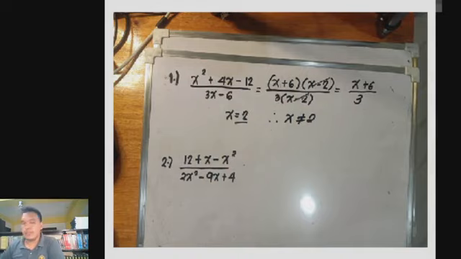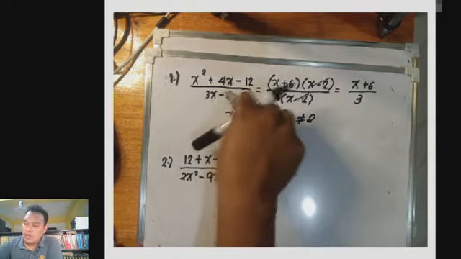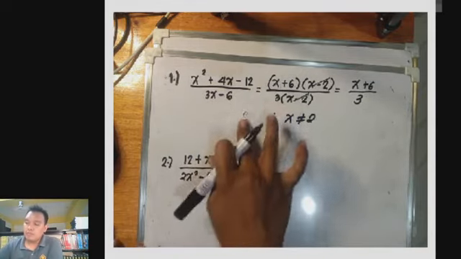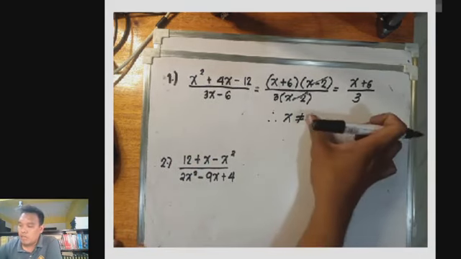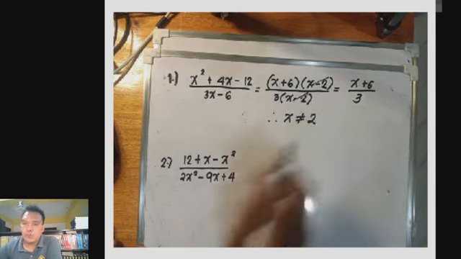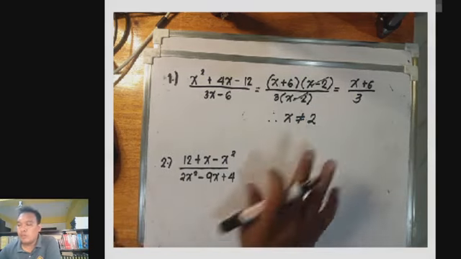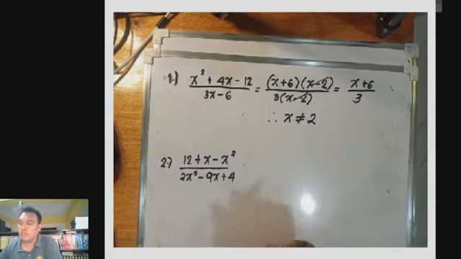Ibig sabihin lang po dyan, hindi po dapat kasama yung value nito kapag naglagay tayo ng value dyan. Kasi nga, it could make our denominator 0, no? So, yun yung kaninang binanggit ko kanina, no?